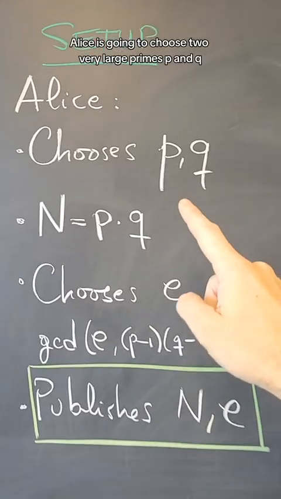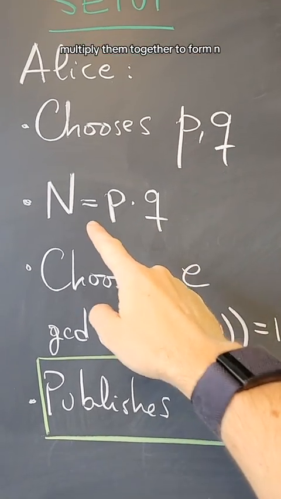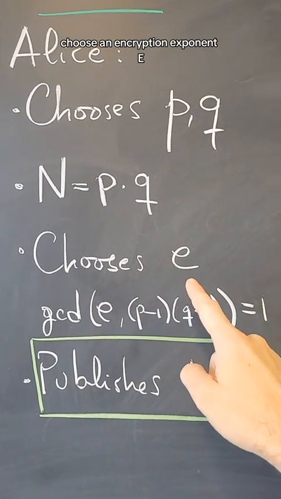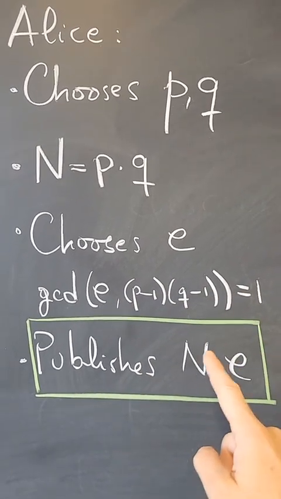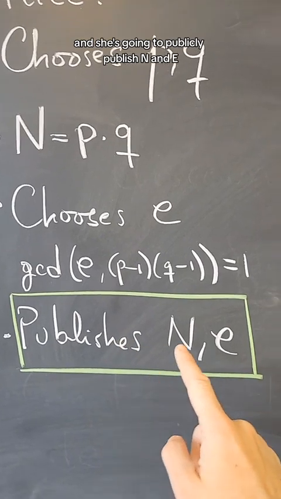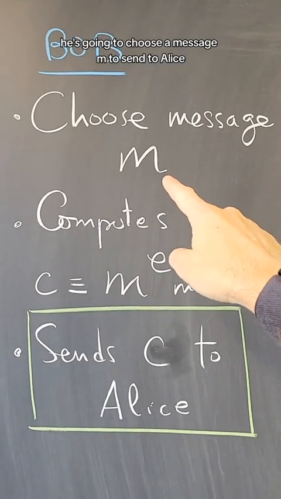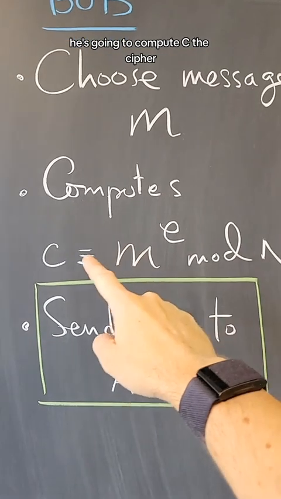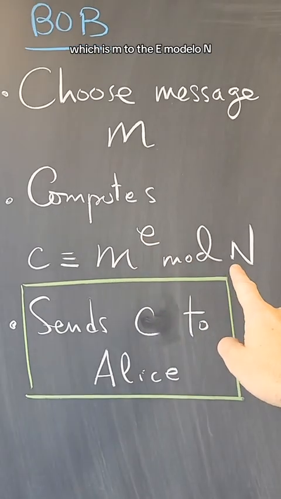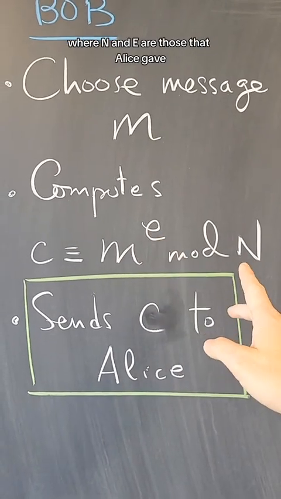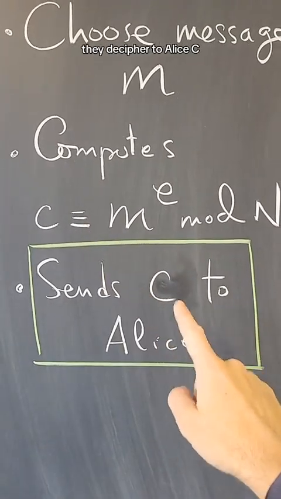Here's the setup. Alice is going to choose two very large primes, P and Q, multiply them together to form N, choose an encryption exponent E that is relatively prime to P minus 1 times Q minus 1, and she's going to publicly publish N and E. Bob has N and E. He's going to choose a message M to send to Alice. He's going to compute C, the cipher, which is M to the E modulo N, where N and E are those that Alice gave, and he's going to send publicly the cipher to Alice, C.